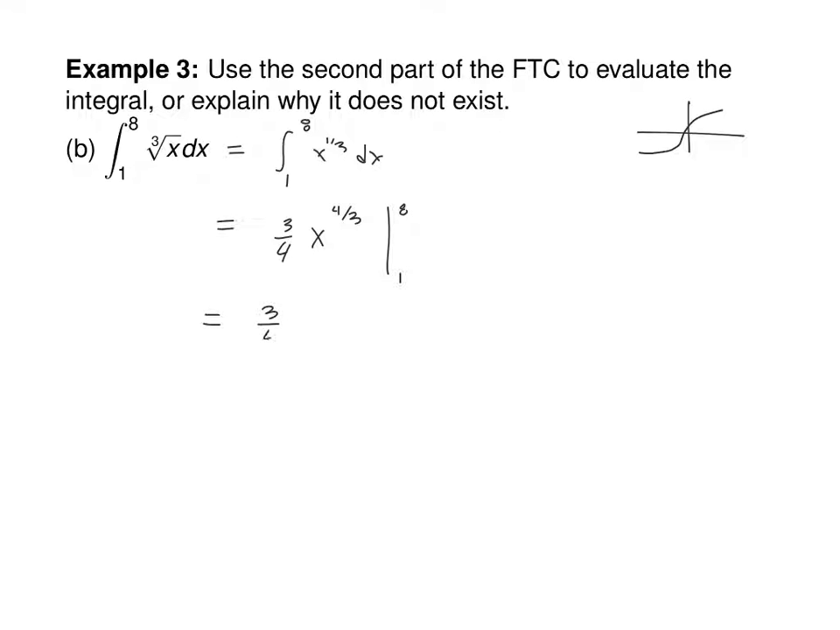So we're going to do 3/4 times 8 to the 4/3. Can I write it like this? Is it okay if I take out that 3/4? Because when I plug in 8, I'm going to have 3/4 times stuff, right? When I plug in 1, I'm going to have 3/4 times stuff, right? So the 3/4 can be taken out. All right, it'll just make the arithmetic look a little nicer. So what is 8 to the 4/3?